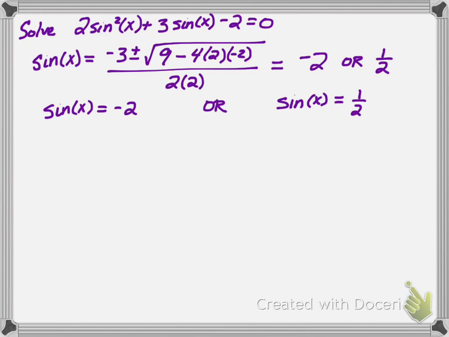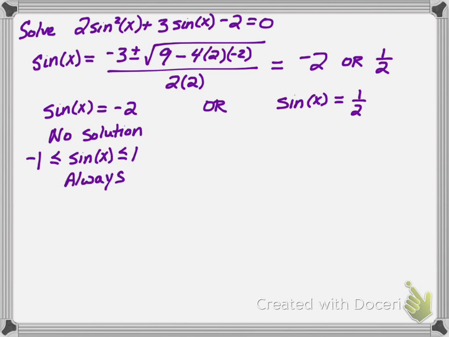Now, sine of x equals negative 2 has no solution. And this is because sine of x is always between negative 1 and 1. So sine of x equals negative 2 has no solution. Then we also have sine of x equals a half. We've solved this before. This happens when the reference angle is pi over 6. And because sine of x is a positive number, I know that we're either in the first or the second quadrant.